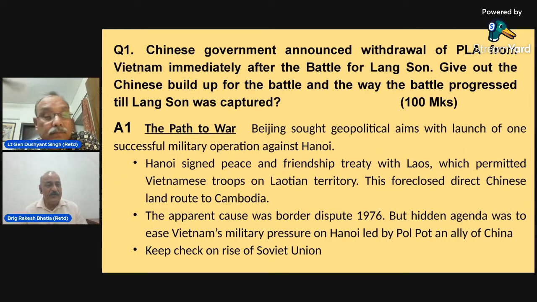Simultaneously, Soviet Union and China's relations had been going bad since the late 60s. The Soviet Union had a friendship or sort of military treaty with Vietnam. So this was not liked by China. They wanted to tell the Soviet Union that this is our area, you need not get into this area. So these were all the geopolitical calculations which the PLA had done.